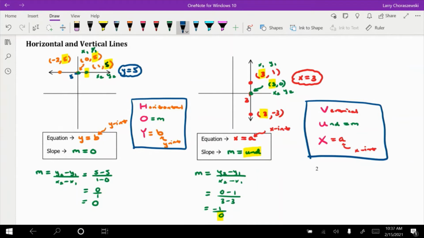So we have 4 equations for lines on this page: slope-intercept, point-slope. Yeah, there we go. Substitute.